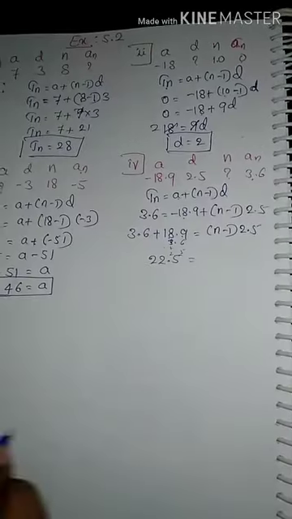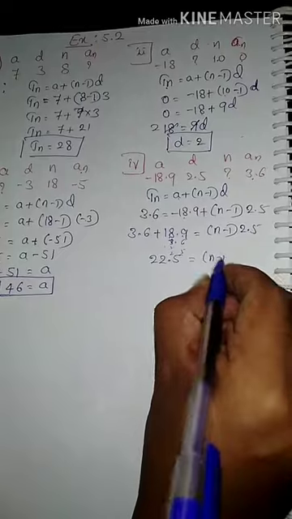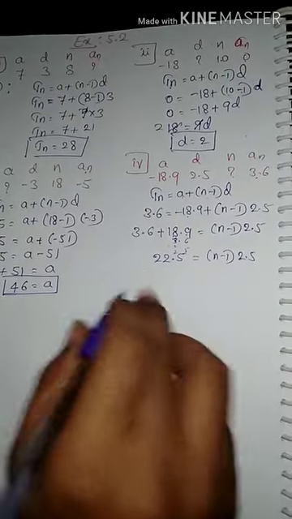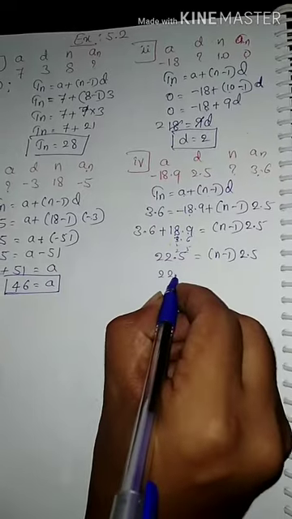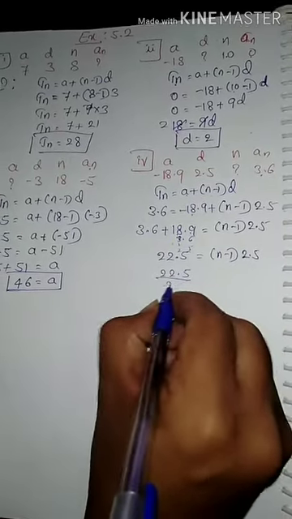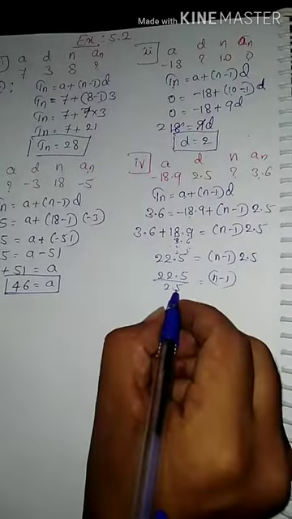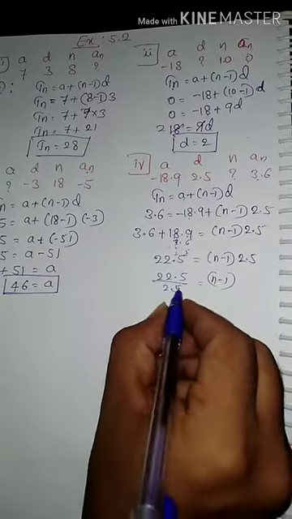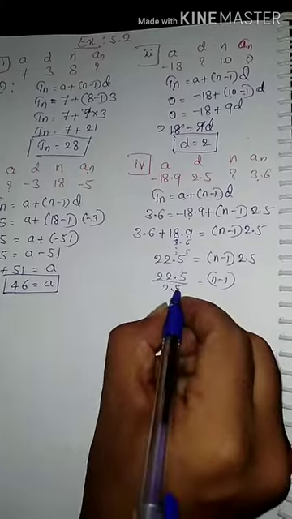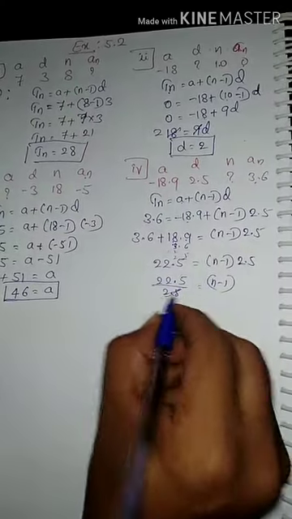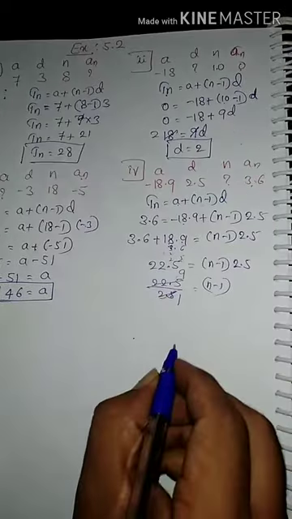22.5 is equal to n minus 1 into 2.5. So here into 2.5 moves to the left hand side and becomes divided by 2.5. Divided by 2.5 is equal to n minus 1. So the point gets cancelled here, because after one digit a point is there, so it becomes 225 divided by 25. 25 ones are 25, 25 nines are 225.